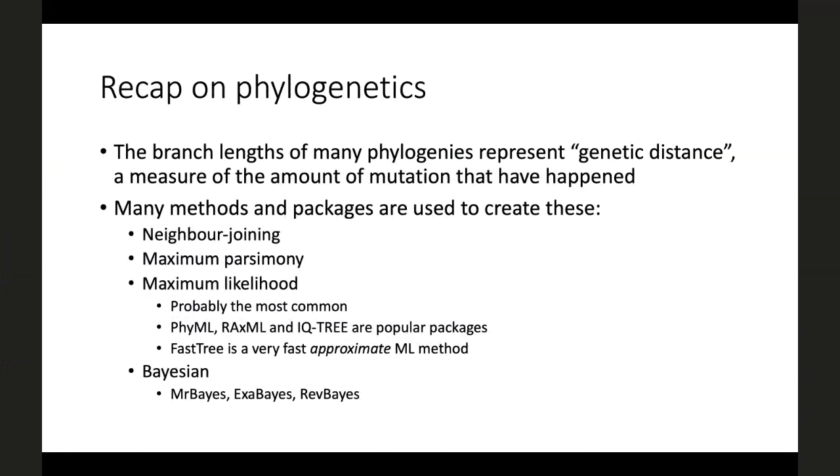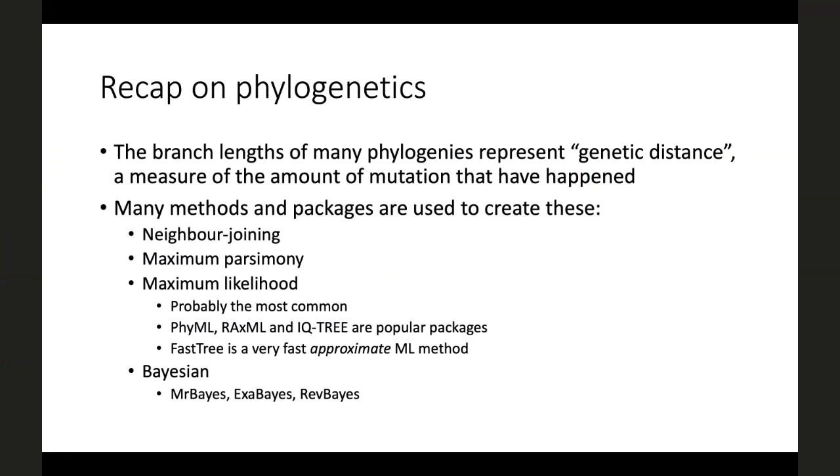Branch lengths in many phylogenies, perhaps most phylogenies in the literature, do represent genetic distance, which is a measure of the amount of mutation that has happened over that branch. Often for DNA and RNA, that would be in substitutions per site. And there are lots of methods and packages you can use to create phylogenetic trees with branch lengths in genetic distance. So neighbor joining and maximum parsimony, you might have heard. Maximum likelihood is probably the most common you see these days. So when trees are made in PhyML, RAxML, or IQ-TREE, those are maximum likelihood. There's also FastTree, which is a very, very fast program, but it's an approximate maximum likelihood method.